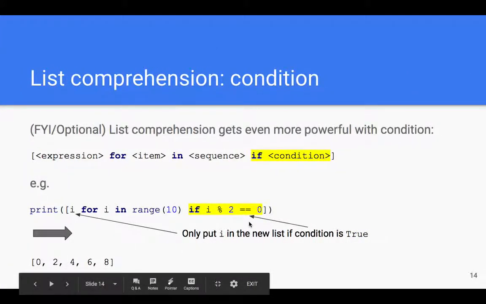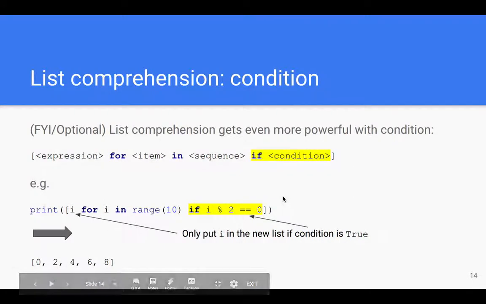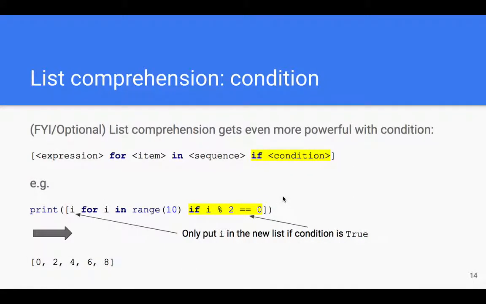Now this is an optional topic, but I thought to show it because it could be useful. You're not going to be held responsible for knowing this just yet. And there are other things you can do with list comprehension, like double list comprehension and things like that. So it can get complicated, but also useful.